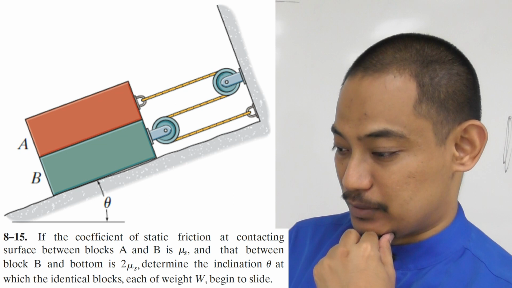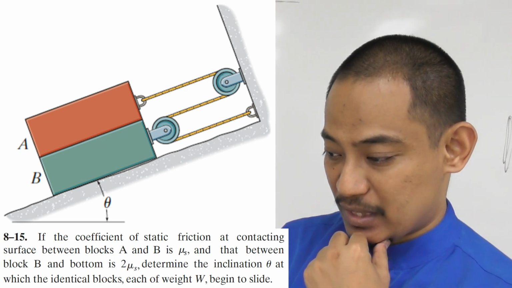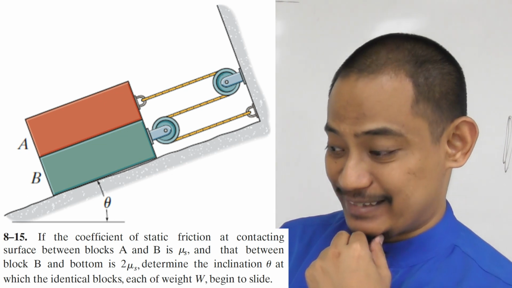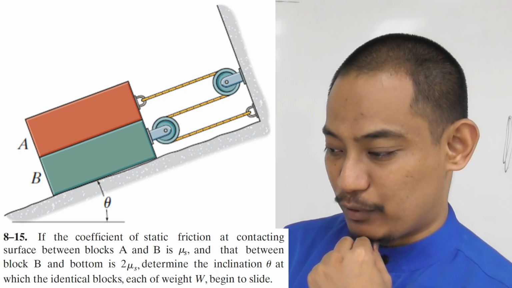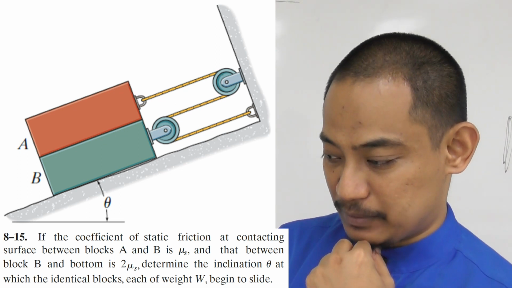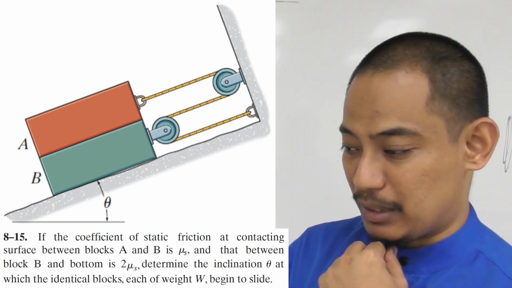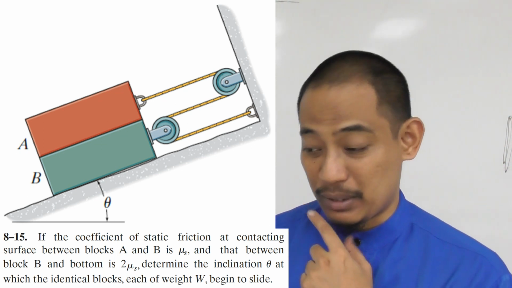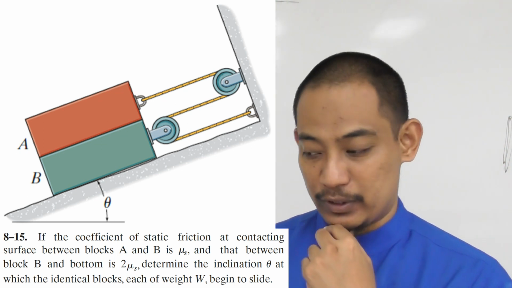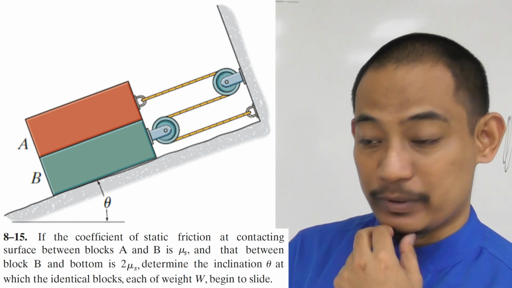Going to the question: if the coefficient of static friction at the contacting surface between block A and B is mu s, and between block B and the bottom is 2 mu s, determine the inclination theta at which the identical blocks, each of weight W, begin to slide. There's no number here. It will always be in terms of mu s and also W perhaps, right?